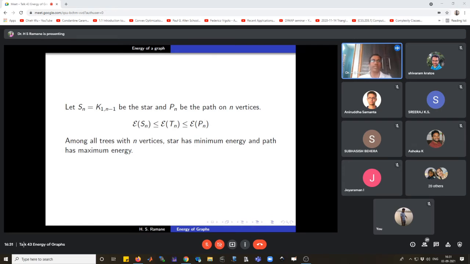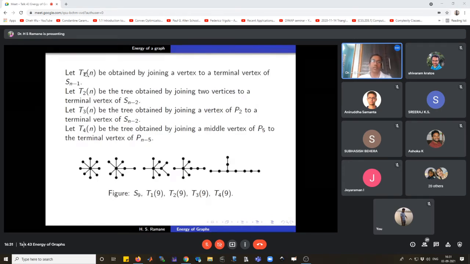Then here gives the sequence. Suppose T1 is a tree obtained by joining a vertex to a terminal vertex of a star S_{n-1}. T2 is another tree obtained by joining two vertices to a terminal vertex of S_{n-2}. T3 is a tree obtained by joining a vertex of path P2 to a terminal vertex of a star S_{n-2}. And T4 is a tree obtained by joining a middle vertex of a path P5 to the terminal vertex of a path P_{n-5}.